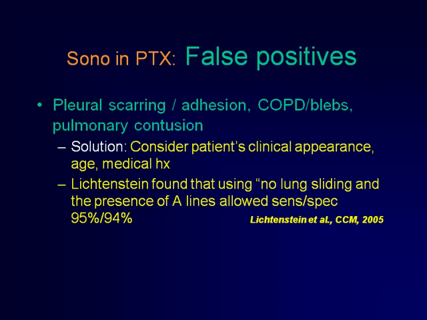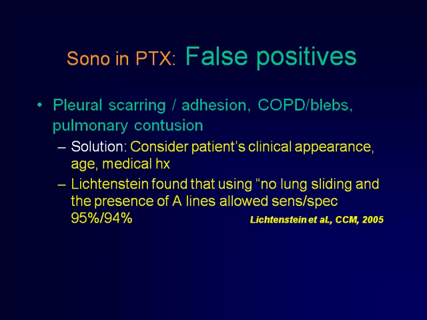A cause of false positive exams is pleural scarring, adhesions, COPD, and lung disease. Anything that causes the two layers of pleura to either not slide or to be not so clearly visible might give the impression that there is no lung sliding, and as a result that there is a pneumothorax present. A lot of the time the examiner, the clinician, will be aware of the likelihood of this by the appearance of the patient, the age, the habitus, etc.